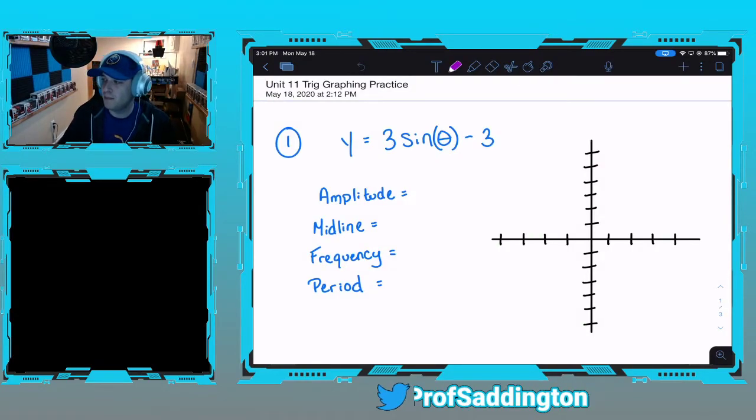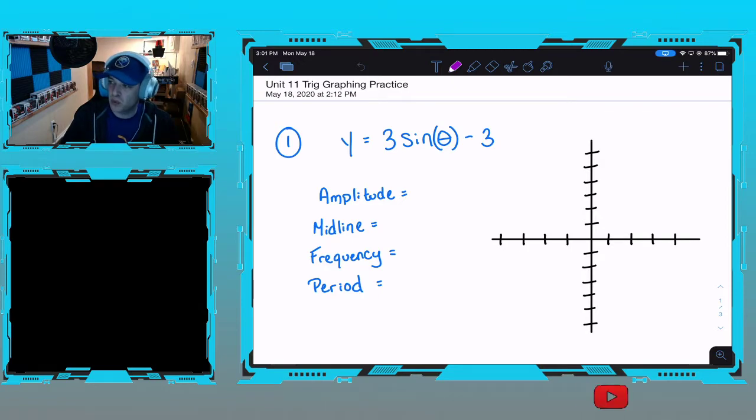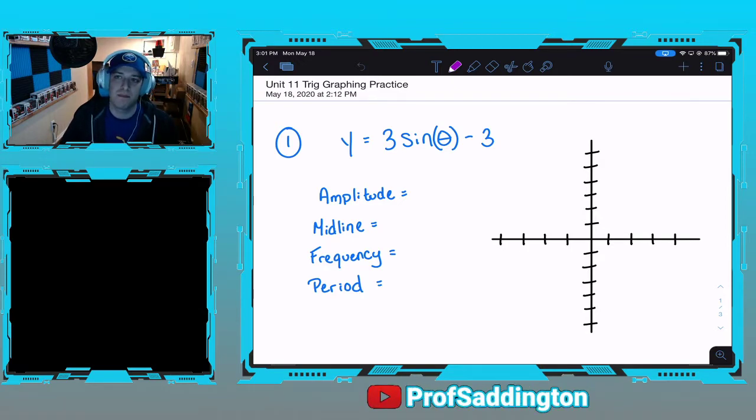Today I'm trying to keep a very, very brief lesson. It's just going to be dealing with the review with the vocabulary words that we've done in the last two lessons. So amplitude, midline, frequency, and period.